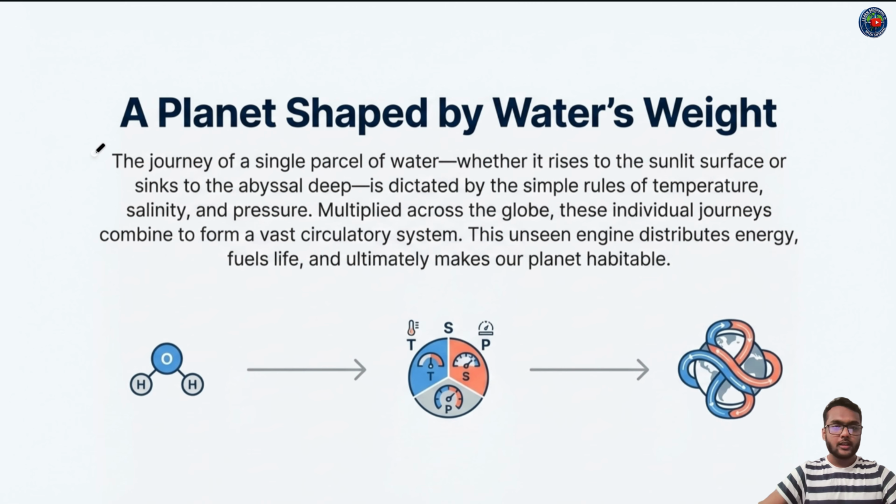The journey of a single parcel of water, whether it rises to the sunlit surface or sinks to the abyssal deep, is dictated by the simple rules of temperature, salinity, and pressure. Multiplied across the globe, these individual journeys combine to form a vast circulatory system. This unseen engine distributes energy, fuels lives, and ultimately makes our planet habitable.